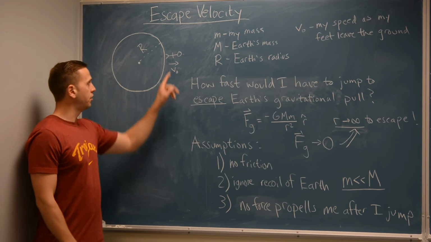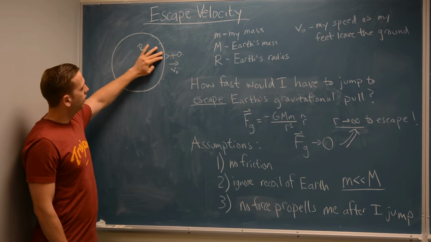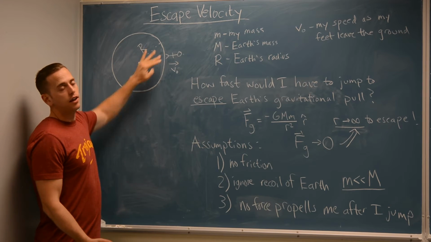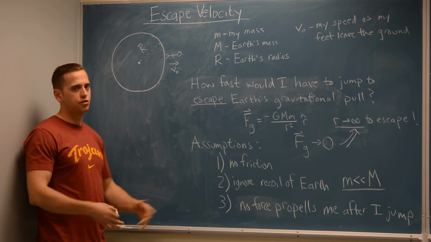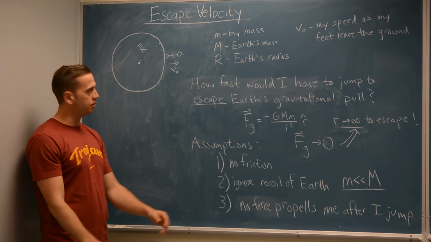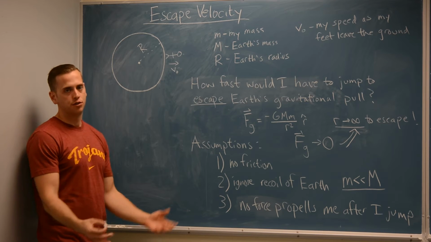Okay, so in this scenario, I'm standing on the surface of the Earth, and my plan is to jump into the air with some initial speed, and my goal in doing so is just to get really far away from the Earth. I just want to get away from the Earth for whatever reason. So I'm going to jump from the surface of the Earth into the air in order to do so.